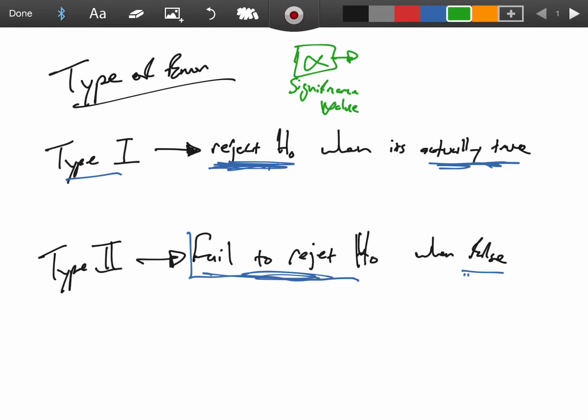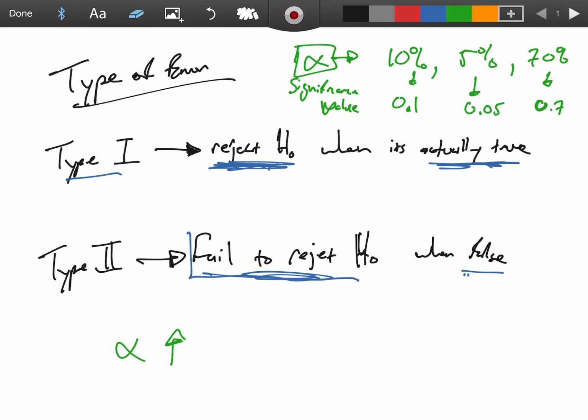So when you set an alpha, you say, hey, look, I'm willing to take a 10% risk, or I'm willing to take a 5% risk. And so this would correlate to an alpha value of 0.1. This would correlate to an alpha value of 0.05. Right? And if you were a crazy person and you said you wanted a 70% risk, that would be an alpha value of 0.7, or a significance value of that, right? But the cool thing is that you can look at the alpha, and for example, as alpha goes up, your probability of committing a type 1 error goes up as well.